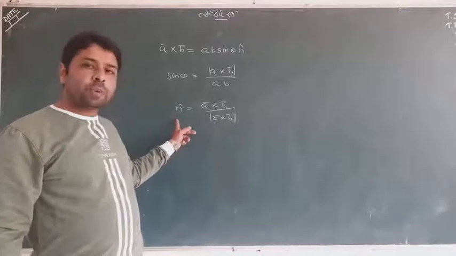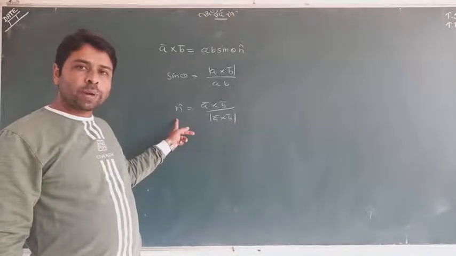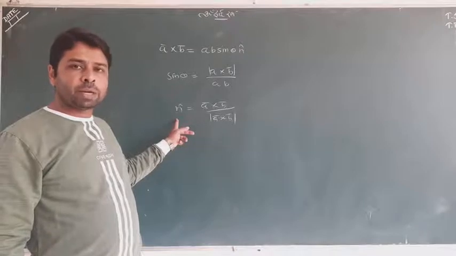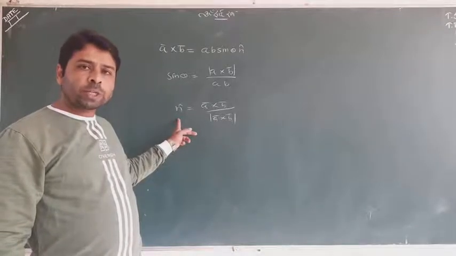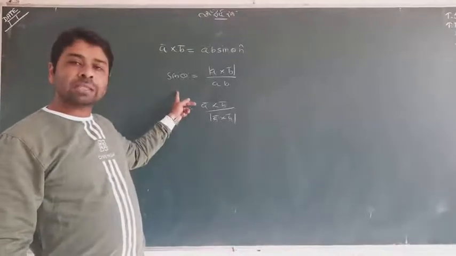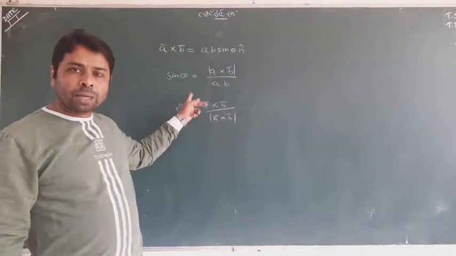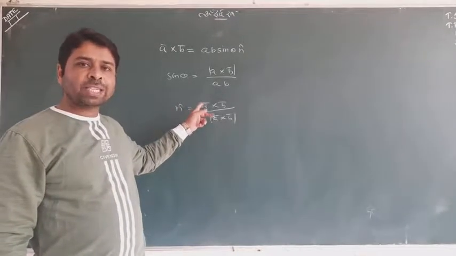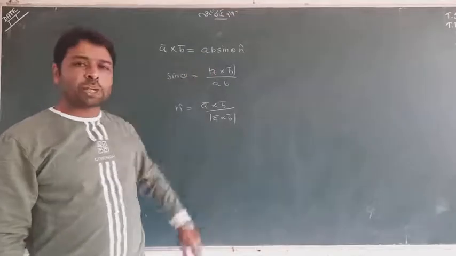N cap is none else but a unit vector perpendicular to A and B. This is the sine of the angle between two vectors A and B, and this is the initial definition of A cross B.